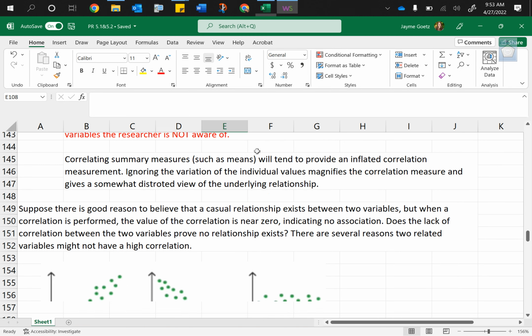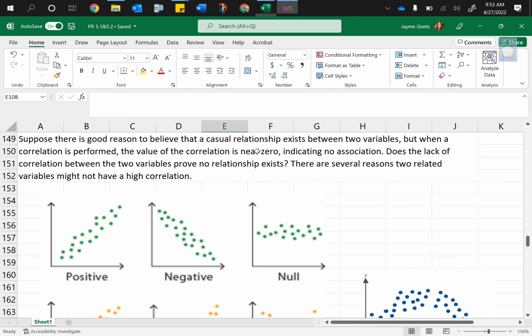All right. Suppose there's a good reason to believe that a causal relationship exists between two variables. But when a correlation is performed, the value of the correlation is near zero, indicating that there's no association. Does the lack of correlation between the two variables prove that no relationship exists? And the answer to that is no. There are several reasons two related variables might not have a high correlation.